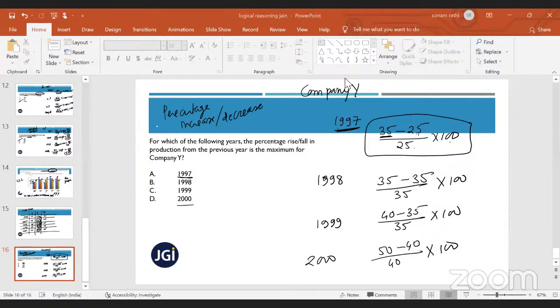And now they are asking you which is the maximum. So you have to calculate these and check which is the maximum. So this one is 0 clearly, because 35 minus 35 is 0. You have to do the calculation for the rest.